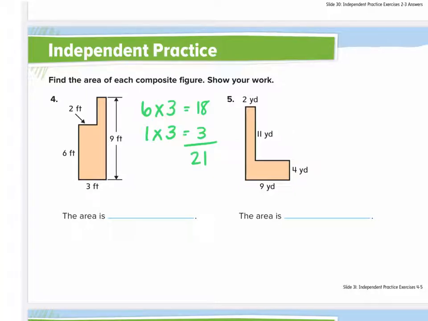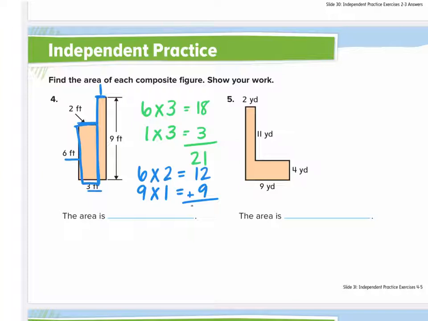Alright, if I break it this way, oh hold on, I don't want a highlighter, I wanted a pen. Okay, if I break it this way, we have 6 and 2 for this rectangle. And to find this little short side, we're going to do 3 minus 2, and that's 1. And then the length is 9, so 9 times 1. And just solve for your products, 12 and 9. 12 plus 9 is 21 as well.